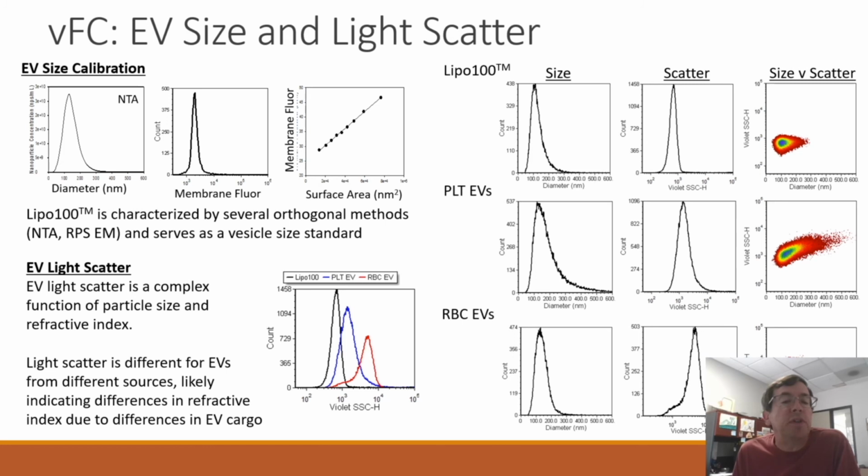And so, specifically in this example, we're measuring the light scatter intensity of our Lipo 100 vesicles as well as some platelet-derived and red cell-derived EVs. We find quite striking differences in light scatter, which is most likely due to the refractive index and cargo that those vesicles carry.